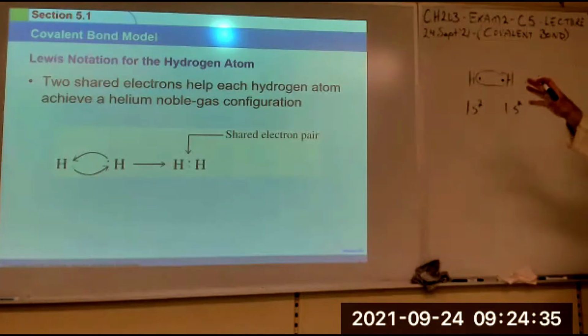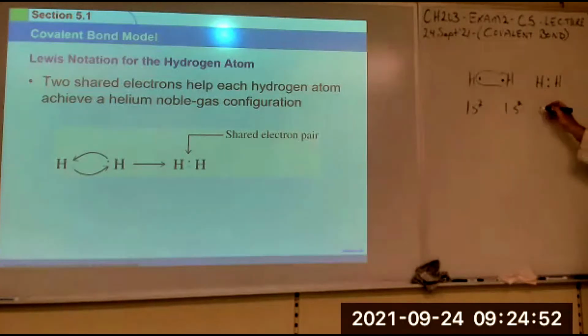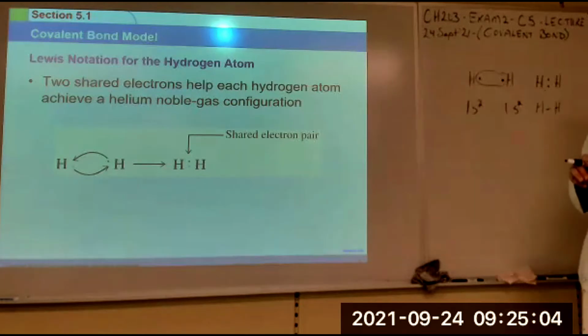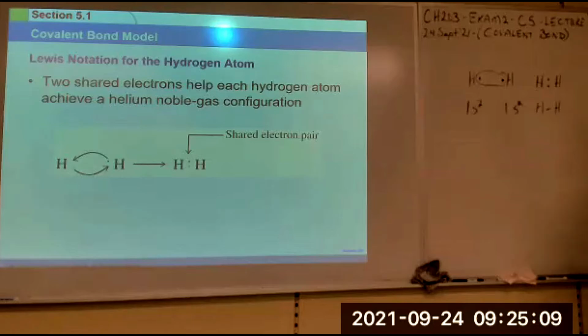Okay, so that's how we represent a shared pair of electrons. We would write it like this. And that's a diatomic hydrogen molecule. Or if we use even shorter shorthand, we just put a dash. And the dash means 2 electrons. Anytime you see a dash between 2 atoms representing a bond, it's always 2 electrons. So if you need 2 more electrons in that bond, you got to draw another dash.